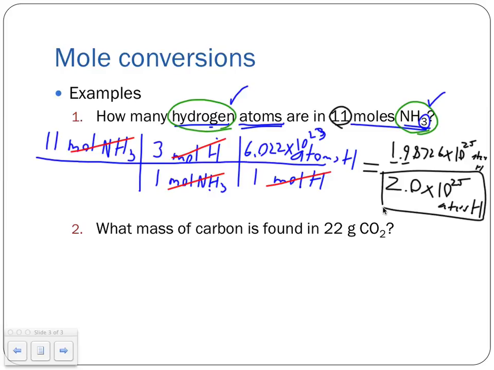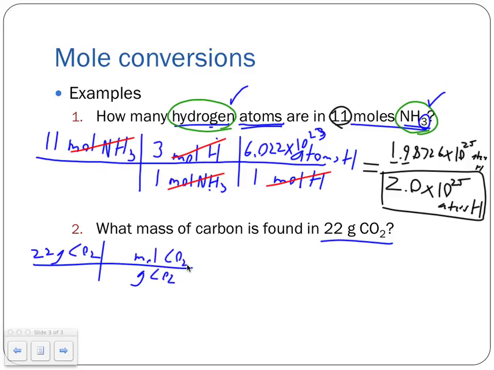All right, so let's try another one. What mass of carbon is found in 22 grams of CO2? So in this case, we know that our first step is going to be to say, all right, we start off with 22 grams of carbon dioxide, CO2. We want to always go to moles first, and so we're going to say, all right, 22 grams of CO2. We want to cancel grams of CO2. We want to go to moles of CO2.